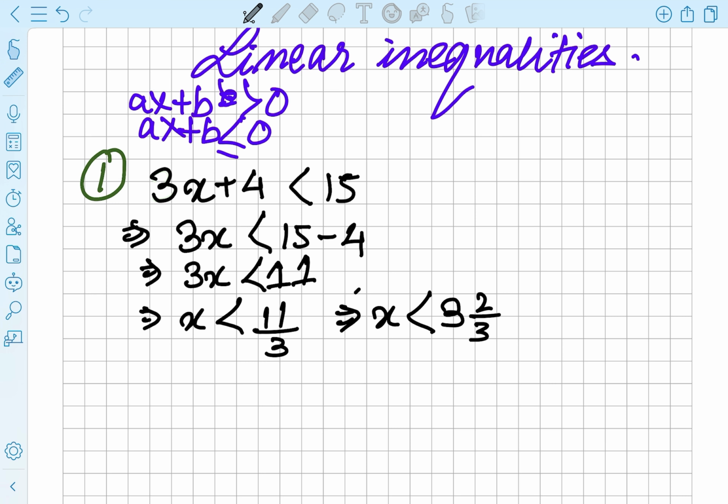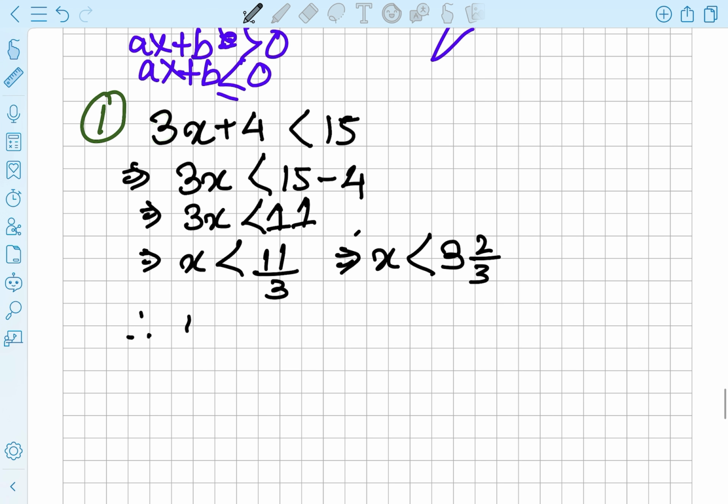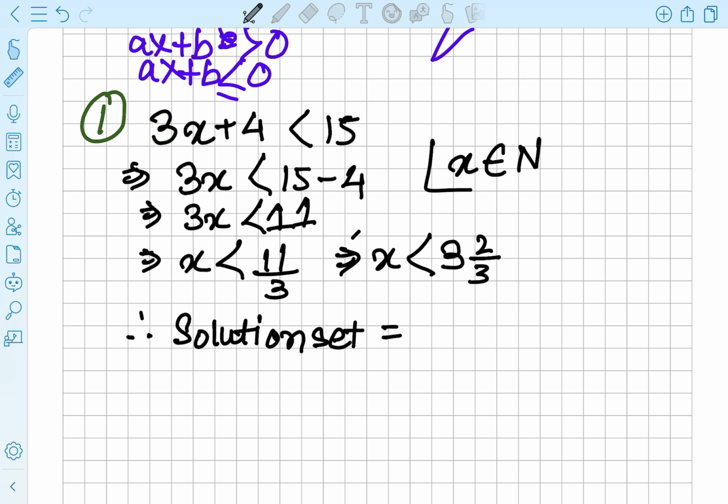So what is the replacement set? What is the solution set in this case? You have to make the solution set. What can be the probable answers? Given that x belongs to N, you know what N is. It's the set of all natural numbers.